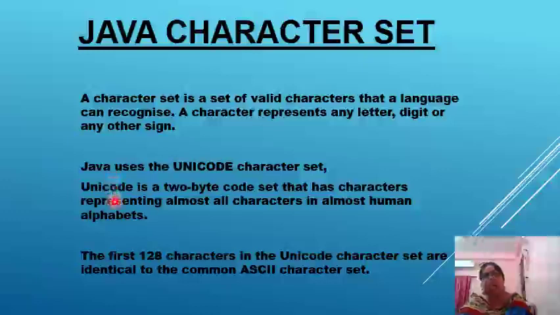First, we will understand what the Unicode character set is. Unicode character set is a 2-byte code set that has characters representing almost all characters in almost every human alphabet. It can be of any language. We can use English, Bengali, Arabic. This can be any language. Now, the first 128 characters of the Unicode character set are identical to the ASCII character set.